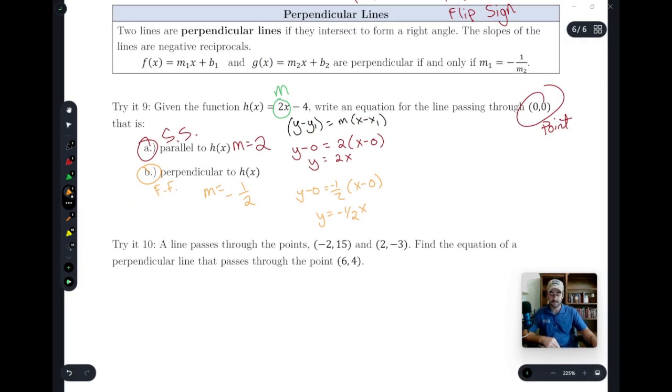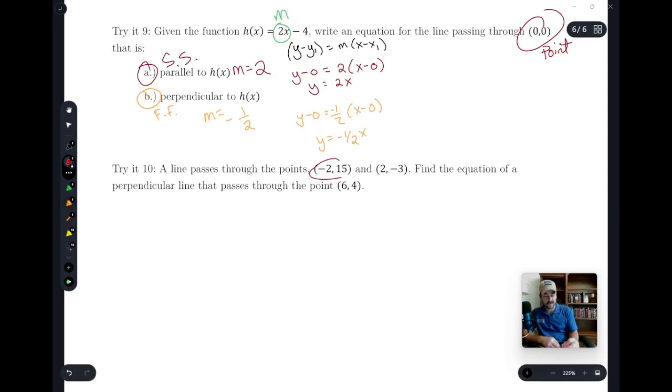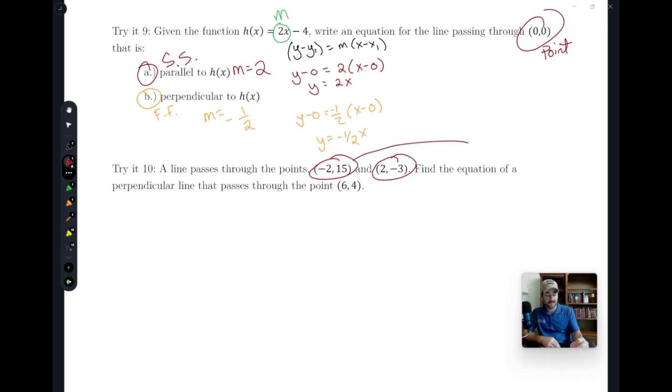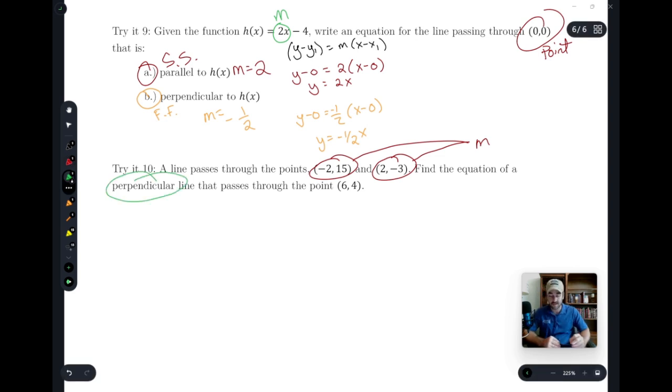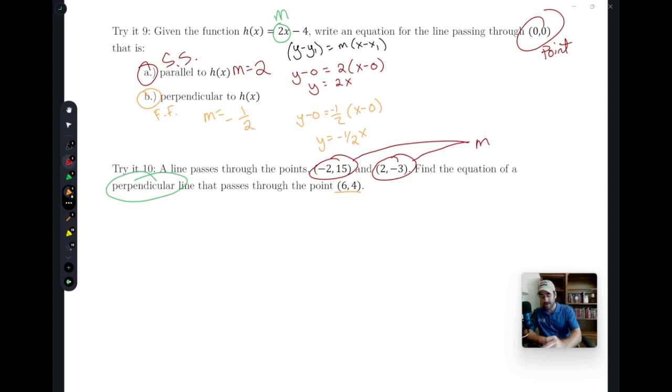All right. This try at 10 is putting everything together. If you can accomplish try at 10, you could probably accomplish everything we did today, because what it starts with is the very beginning thing we did, which is here's 2 points. Use those 2 points to find m. Use m and the definition of perpendicular and a third point to find a perpendicular line to those 2 points that passes through that new point. So maybe I'll say that this is point 1, this is point 2, and this new one is point 3. So we could do x1, x2, x3, that kind of thing.